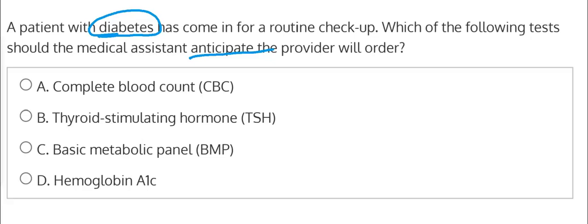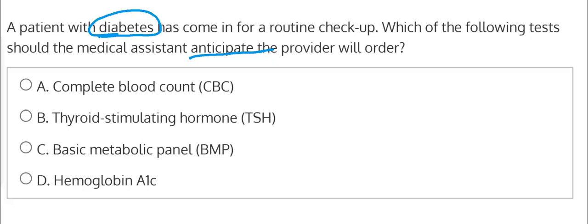And we will go through that, and we could also, by knowing the answers of what the other tests are showing or what they're related to, that could help you by process of elimination if for some reason you just weren't familiar with which one is most used in diabetes.